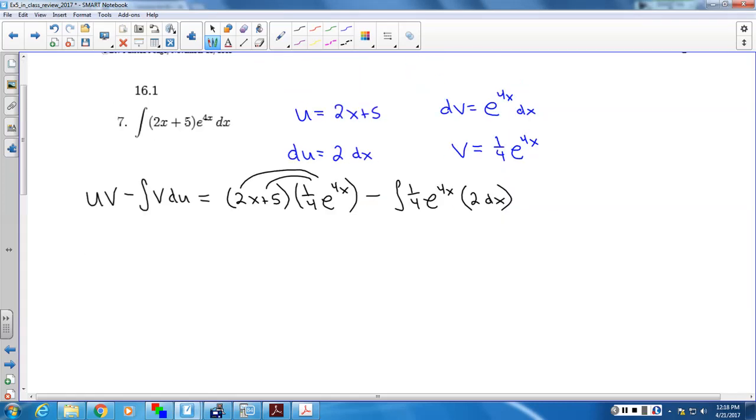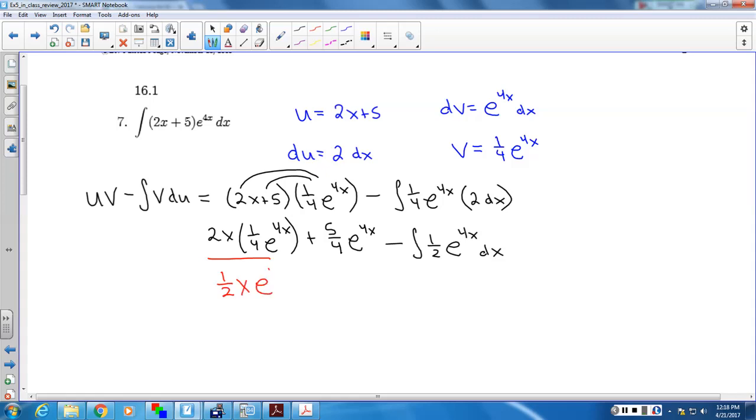So I can multiply this through, and I'll get 2x times 1/4 e to the 4x plus 5 times 1/4 e to the 4x minus, simplify this over here, 1/4 times 2 is 1/2 e to the 4x dx. I'm going to multiply that together. 2 times 1/4 is 1/2 x e to the 4x plus 5/4 e to the 4x minus, if I pull the half out front, the integral of e to the 4x is going to be 1/4 e to the 4x. So I just integrated that, plus c.